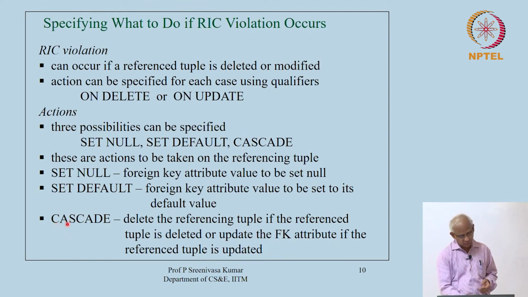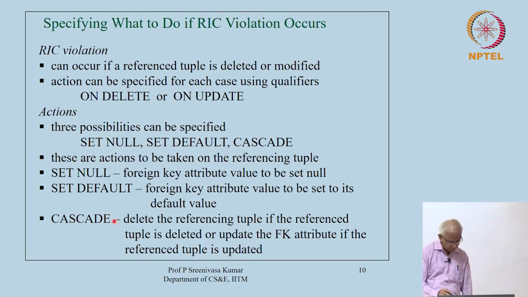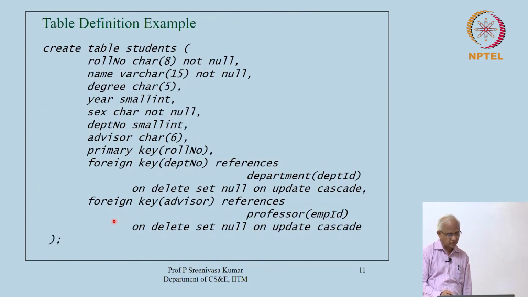Then there is one more option called cascade. This is a bit of a very drastic action. What this says is that if the referenced tuple is deleted, then delete the referencing tuple, or if the referenced tuple is updated, then update the foreign key attribute, that is, propagate that update. Okay. So, this is the option. Let us talk about these things again in the context of an example.